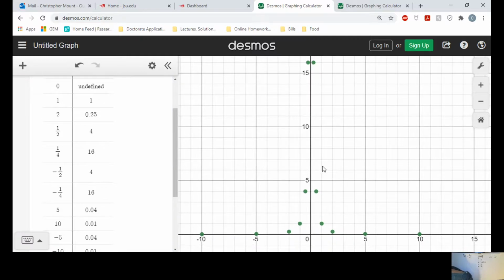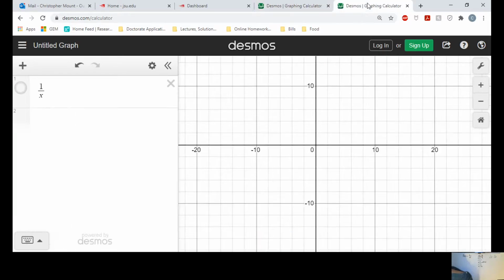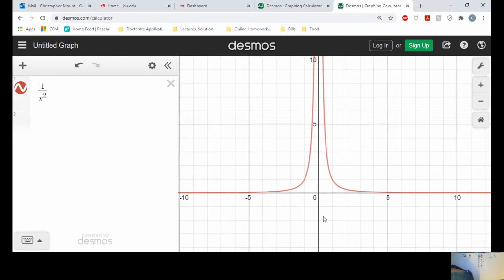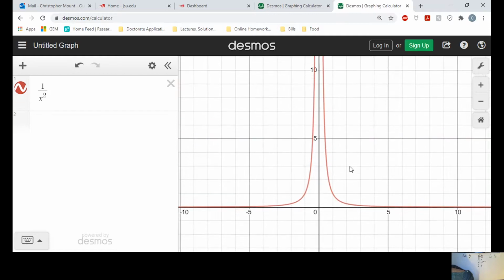Okay, so we're seeing this general shape where it looks like an L on this side and an L on this side. So it's very similar to 1 over x squared in that they're both kind of this L shape, but now they're in the first and second quadrant. They're symmetric around the y-axis now. And we'll see that here when I graph it. So there it is. There's 1 over x squared.